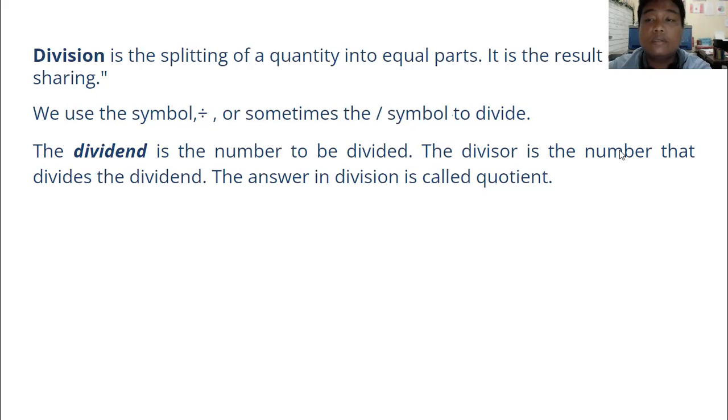We have this one in the first video. So division is the splitting of a quantity into equal parts. It is the result of fair sharing. So the dividend is the number to be divided. The divisor is the number that divides the dividend. The answer in division is called the quotient, no? So the result in division is a quotient.